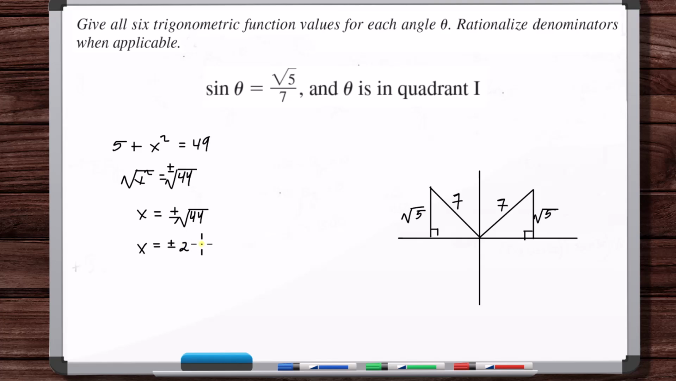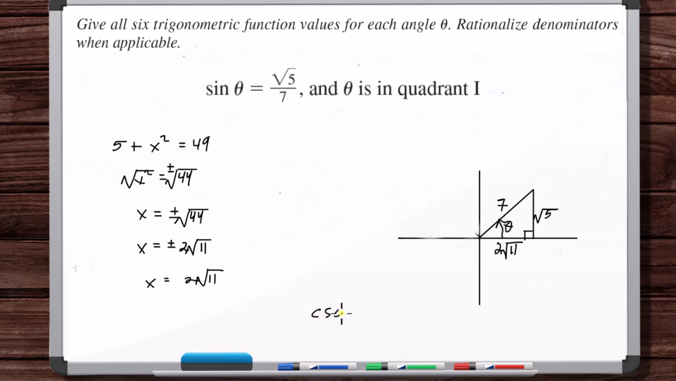So plus or minus, which one? It could be either one of these. So we don't know, right? But since it tells us quadrant 1, we know it's positive. We already knew it was quadrant 1, but there we go. Now we can use this. There's the angle theta. We can get all the trig functions just reading off the triangle, right? Like cosecant is 7 over root 5, but we could just look at the triangle.